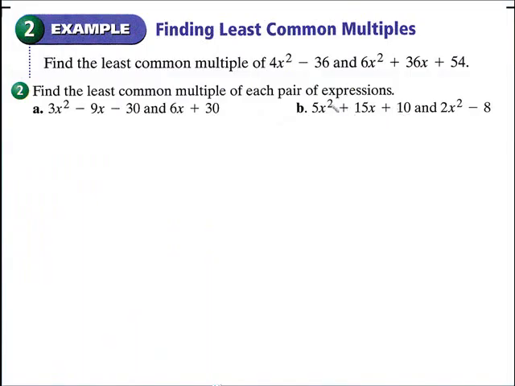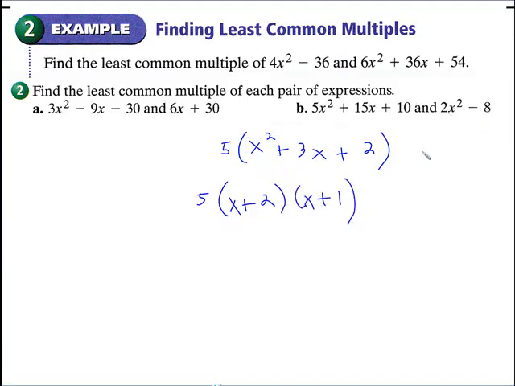Let's take a look at over here, B. Let's take out the GCF, which is 5. That gives you x squared plus 3x plus 2. Factor this and you would end up with x plus 2, x plus 1.